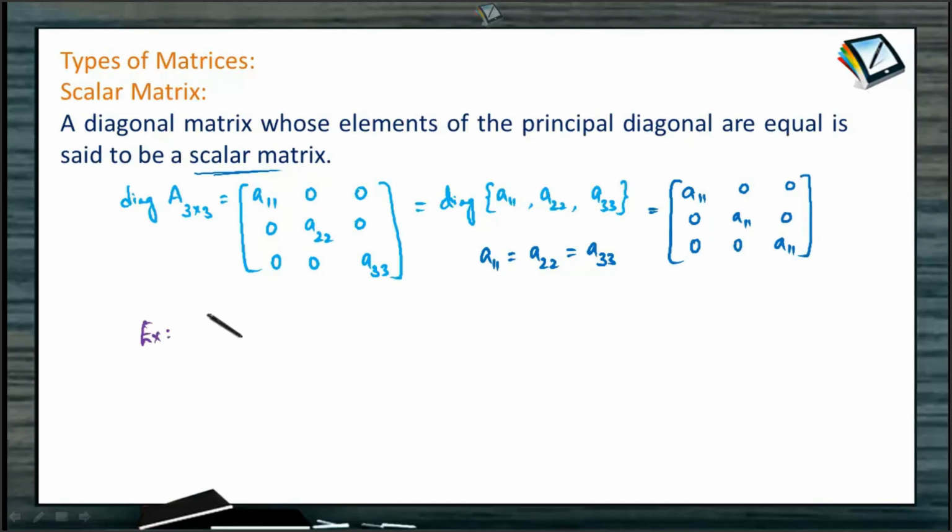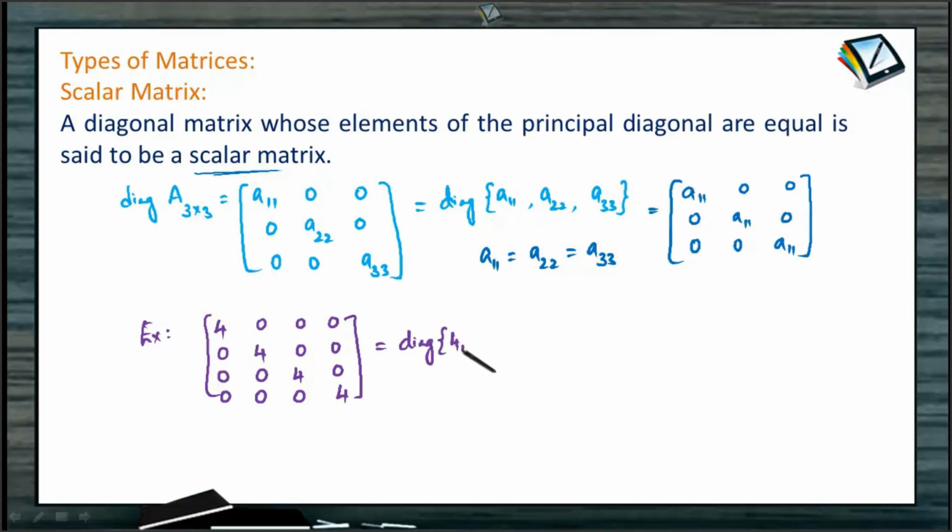Now say we wanted to express the matrix 4, 0, 0, 0, 0, 4, 0, 0, 0, 0, 4, 0, 0, 0, 0 and 4. Is this a diagonal matrix? Yes. Except for the elements in the principal diagonal, all the remaining elements are zeros. And the elements in the principal diagonal are all equal. Therefore, can we call this a scalar matrix? This is denoted as diagonal of 4, 4, 4 and 4. Yes, this is a scalar matrix because all the principal diagonal elements are equal.